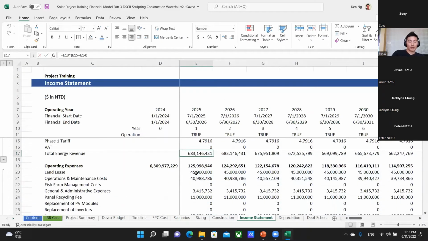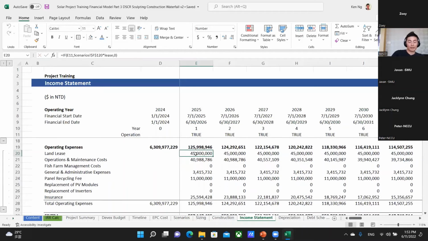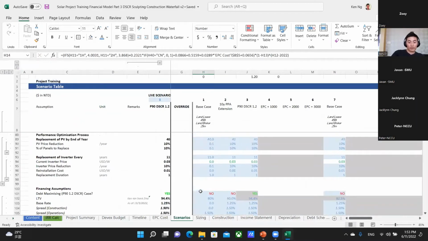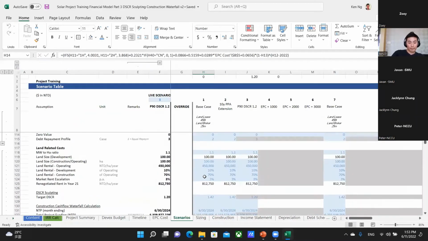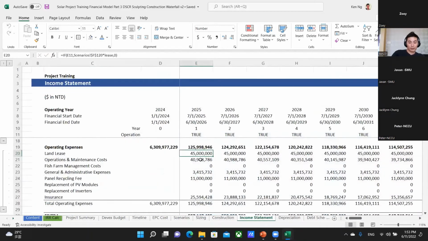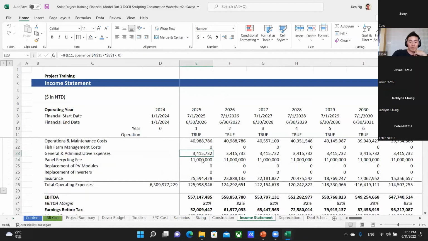Now, in terms of our operating expense, it would include the land lease, which is the 450. Which is the 450 NT per hectare per year, an assumption that we have. So for 100 hectares of land, that would get us the 45 mil NT per year in rental. The O&M fee, which is a percentage of our revenue. The G&A, which is also priced off a percentage of our revenue as well.